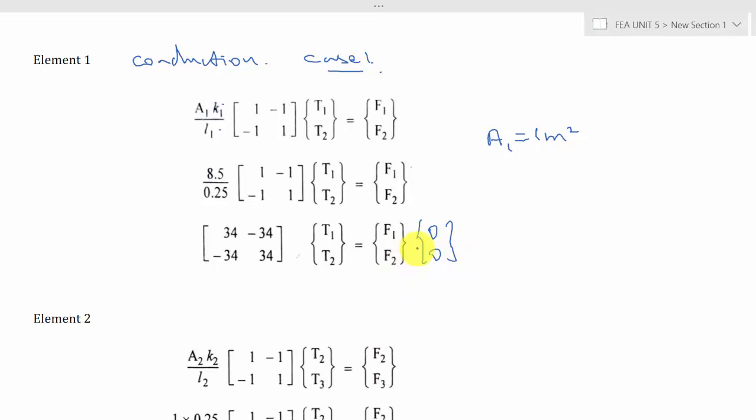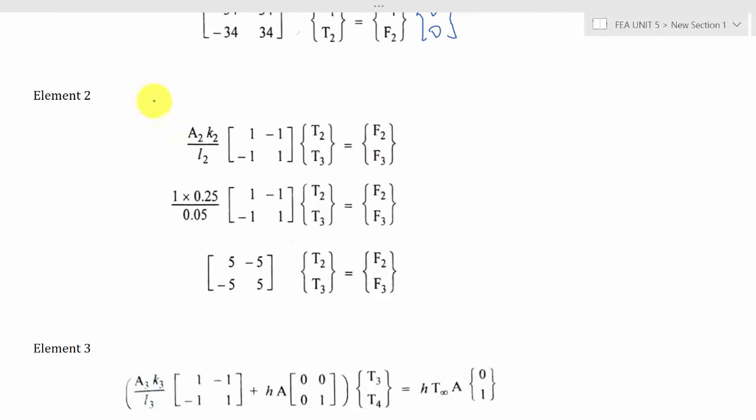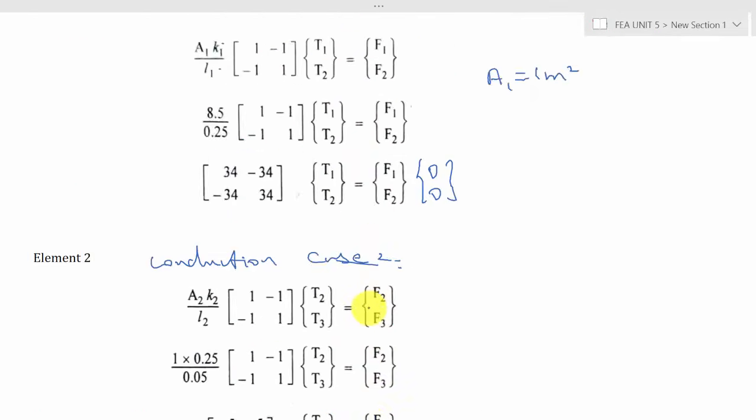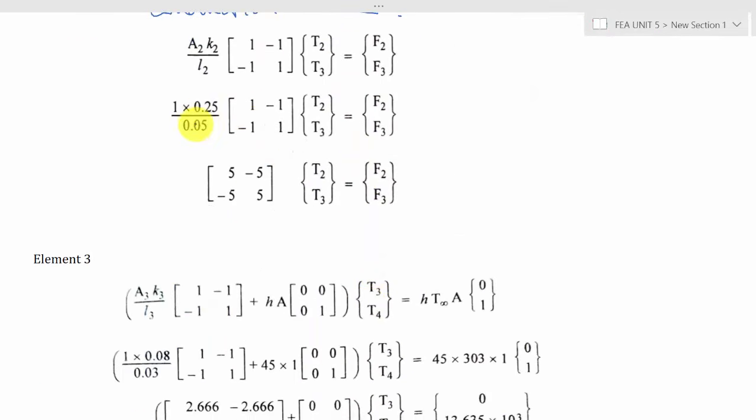Then element 2 is also only conduction, so it is case 1. In case of element 2 it is A2 K2 by L2, where K2 is 0.25 and L2 is 0.05. I am going to multiply the constant values inside the matrix, because while assembling I have to multiply all the constant values inside the matrix. Here also no external load is applied, so we can put 0 0.